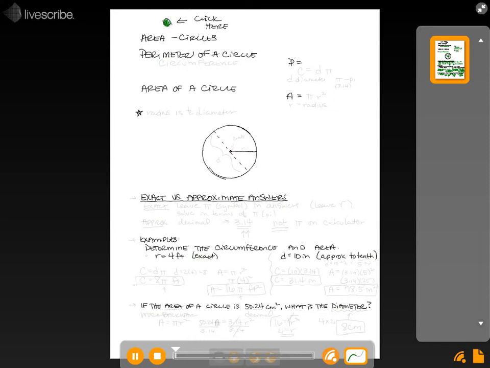Alright, this is your video for area of a circle. Now, we're also going to talk about perimeter here, and the perimeter of a circle has a special name. It is called the circumference. Okay, so the perimeter of a circle is called the circumference. Now remember, the perimeter is the distance around.